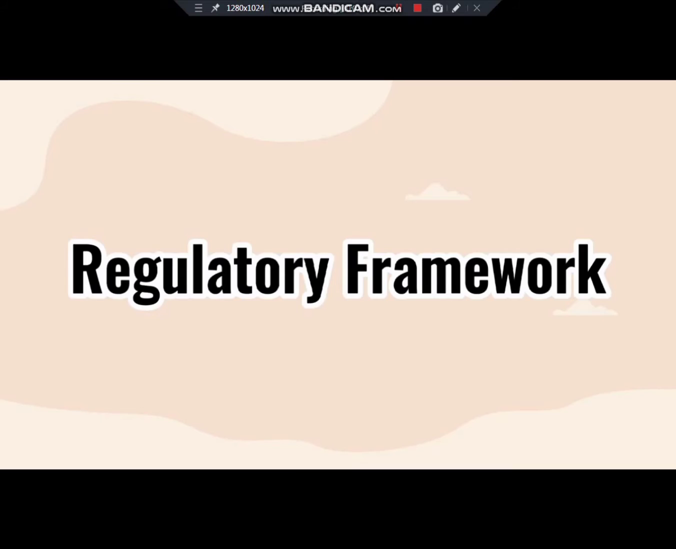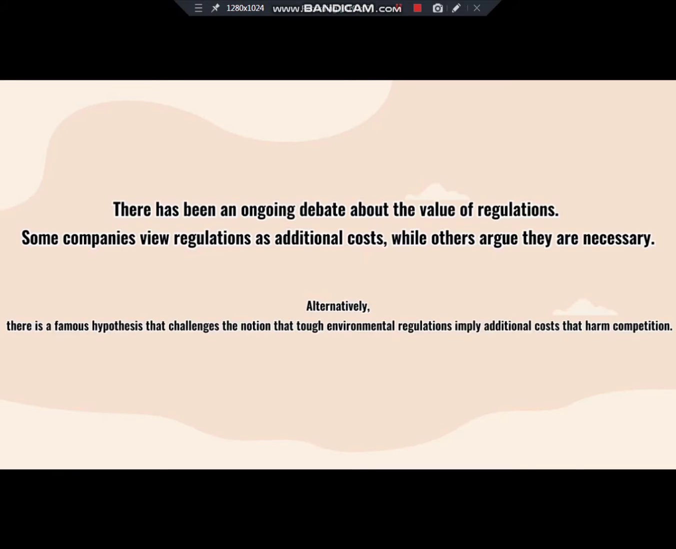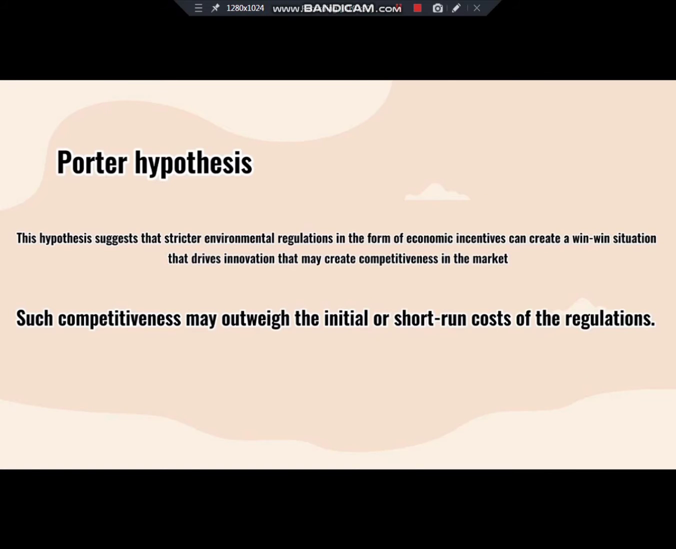Regulatory framework. There has been an ongoing debate about the value of regulations. Some companies view regulation as additional costs, while others argue they are necessary. Alternatively, there is a famous hypothesis that challenges the notion that tough environmental regulation implies additional costs that harm competitiveness. And that is the Porter hypothesis.